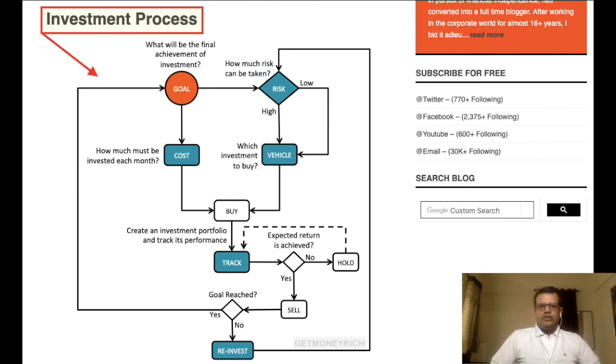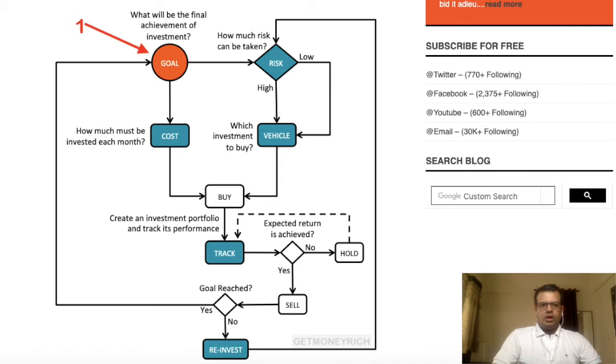Let me show you the investment process flowchart and introduce you to the ingredients of this investment process. So the first ingredient of the investment process is goal setting. What we are doing here? We are answering a question that what is the goal of investing. So the first ingredient is goal. Second ingredient is the risk analysis. Here in the risk analysis, we are also estimating our expected returns from the investment.